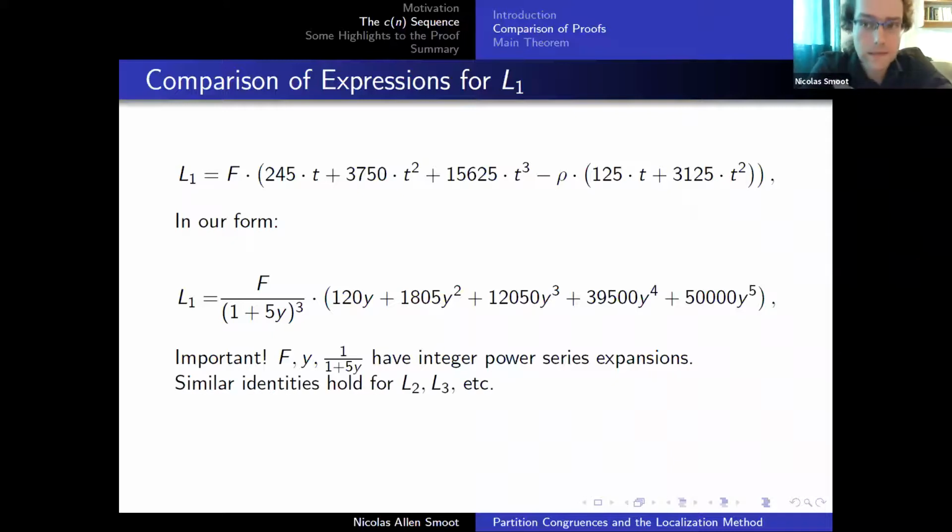I can get similar identities for L2 and L3. As you would expect, they get big fast. But it's the same idea. You can still ultimately pull out the necessary powers of 5 that you need. And to my knowledge, and if one of you guys know a counterexample, let me know, but to my knowledge, this is the first time that I've seen these kinds of identities where in a sense you're working over a localized ring instead of a polynomial ring in x.